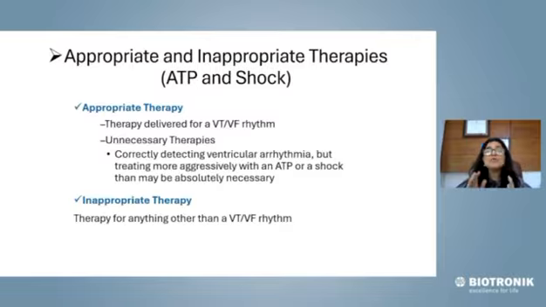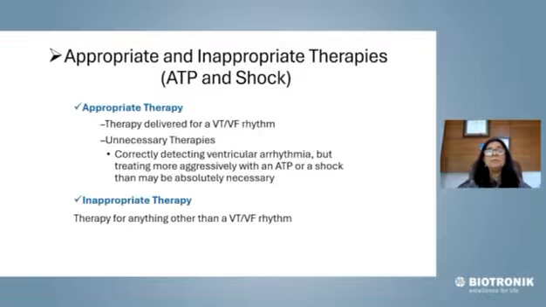The most important element of ICD troubleshooting lies in appropriate and inappropriate therapies. What is an appropriate therapy? The therapy delivered for a VT or a VF rhythm. Unnecessary therapy is detecting the ventricular arrhythmia, but treating it more aggressively with an ATP or a shock. What does it imply? It implies it could be a non-sustained VT, which could have terminated spontaneously. It could also mean that it could have been just treated with a short burst of ATP and shock may not have been needed. So these all come under unnecessary therapies.